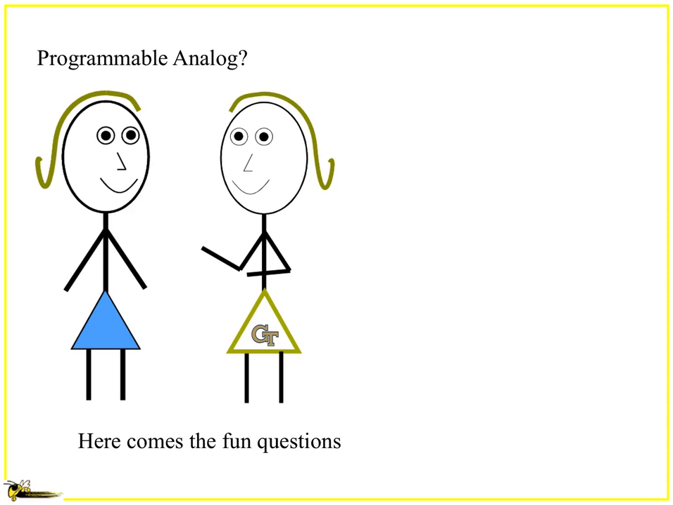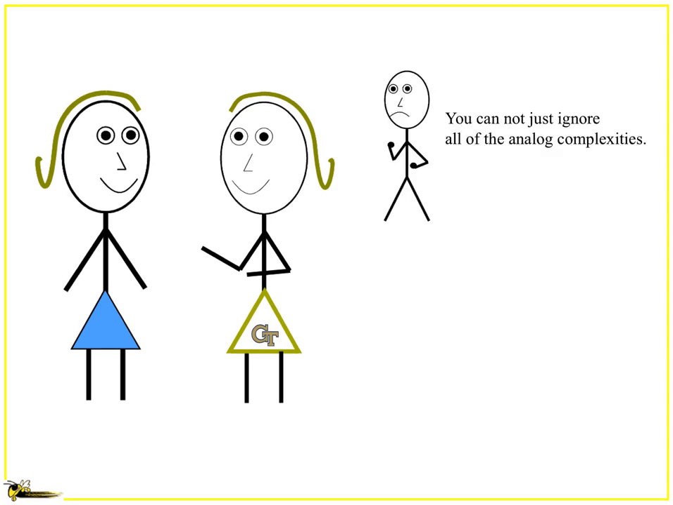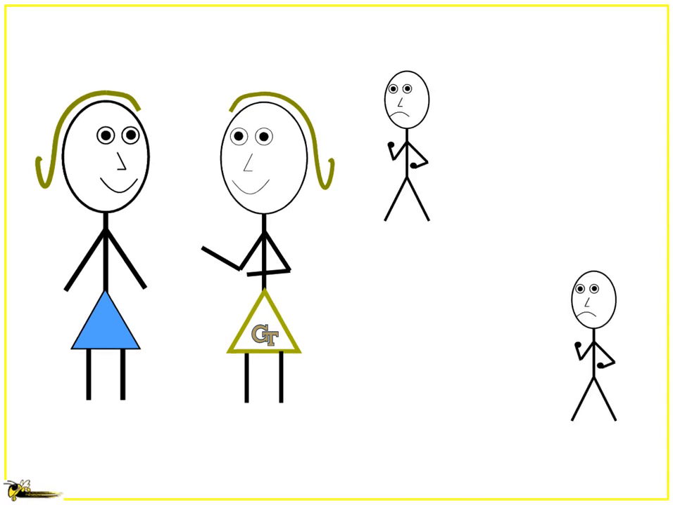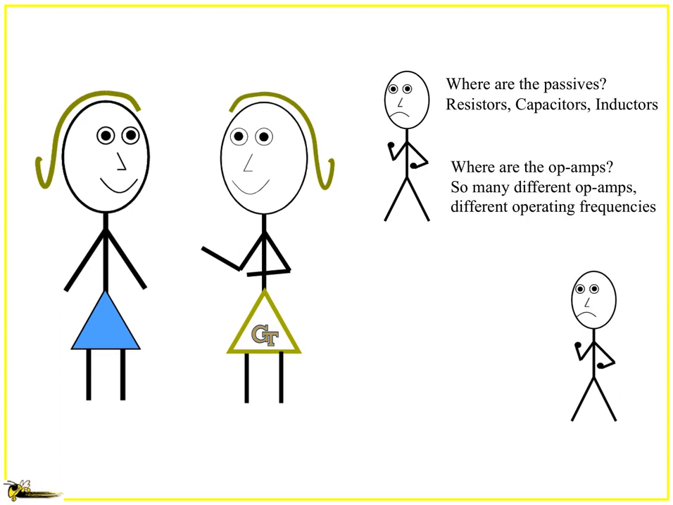So now there's probably things that people are wondering, and I'm sure at this point now comes the fun questions. People just going, you can't ignore all the analog complexities. What are you doing? Where are the passives? You need your resistors and capacitors and inductors. And you'll need to put this in feedback loops. Where are your op amps? You need to have lots of op amps because they operate at different frequencies. We use them for all sorts of different things. What's going on here? You're going to have a lot of different types of MOSFETs.